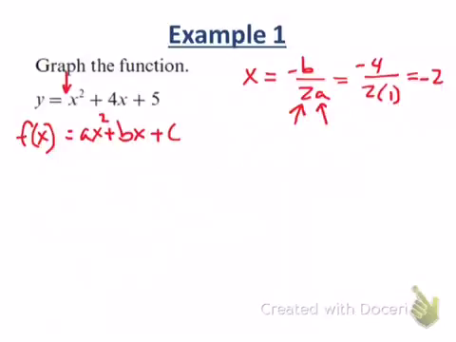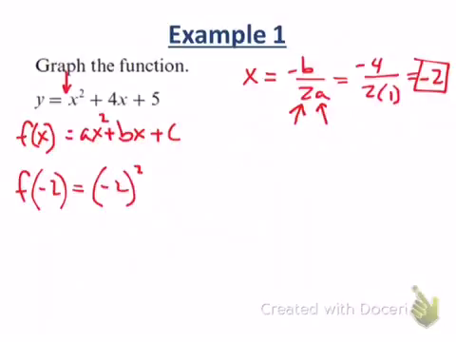Hold on just a second. Now, I want to evaluate the function at negative 2. This is the x value where the vertex occurs. It's also the axis of symmetry. So to find the function value at negative 2, we put a negative 2 everywhere there's an x.